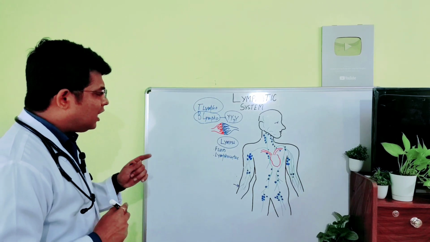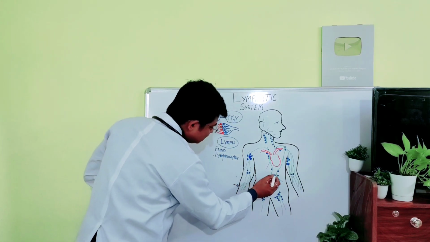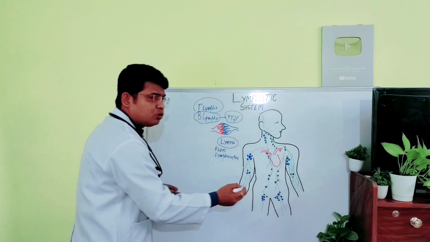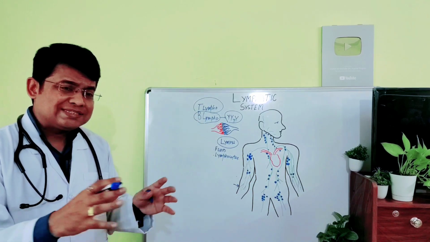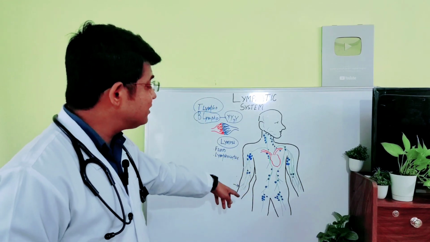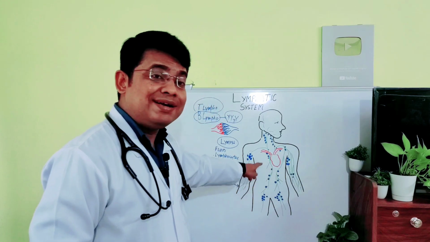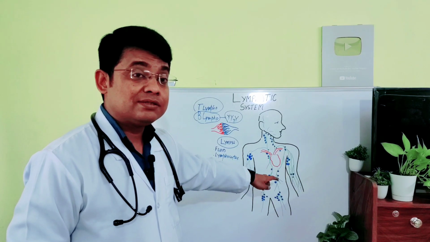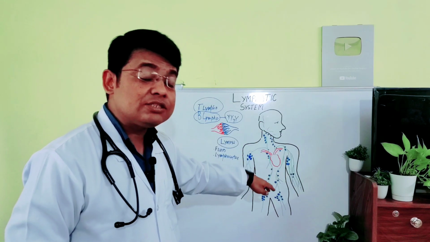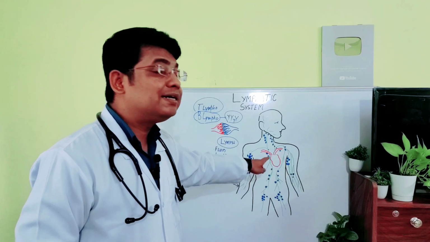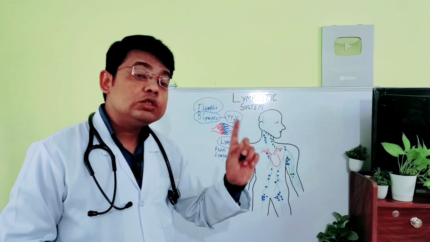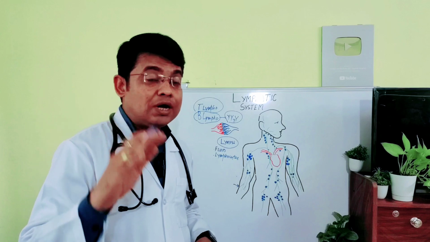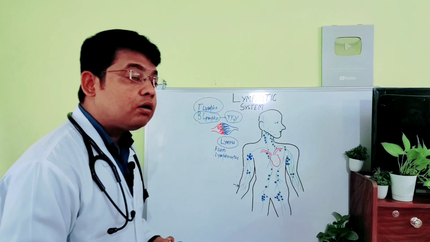Also, there are numerous lymph nodes within our abdomen in the mesenteric region. These are known as the mesenteric lymph nodes, and the vessels in the mesenteric region are capable of carrying the lipids that have just been absorbed from the gut. So they also help to transport lipid within our body.